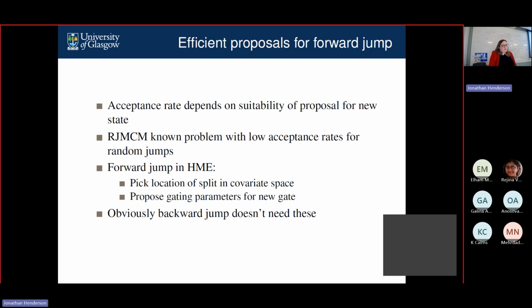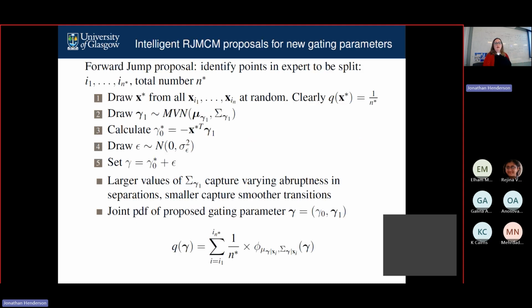The acceptance rate obviously depends hugely on how good the proposal is for the new state. Reversible jump Markov chain Monte Carlo has a big problem with low acceptance rates for random jumps. For the forward jump, when we're trying to split a particular gate, we choose the location randomly and then we propose the gating parameters. That's the step we do. For the backward jump, we obviously don't have to do that, because we're removing a gate, so we don't have to propose gating parameters.